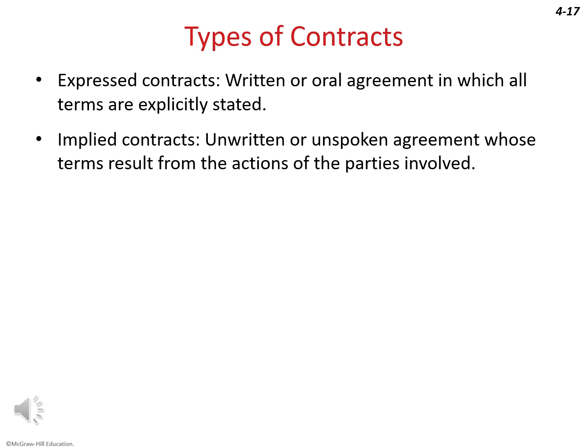Types of contracts. So we have express contracts and implied contracts. So express contracts are like spelled out. They're written or oral agreements in which all terms are explicitly stated. So we know exactly what this contract entails.